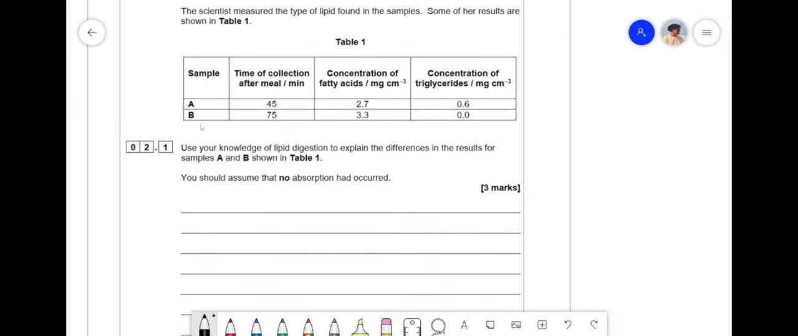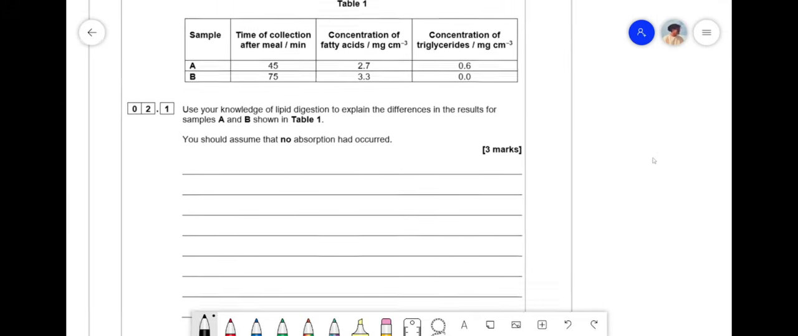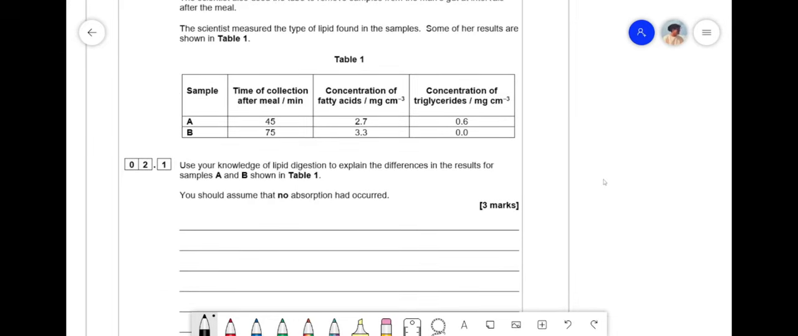So, what have we got? We've got sample A here and B. Time of collection after meal, 45-75 minutes. Concentration of fatty acids. After 30 minutes in this second sample, you can see it's gone up, and the triglycerides have dropped. So use your knowledge of lipid digestion to explain the results. So what's happened is this person's effectively eaten triglycerides, and they're just measuring the results that come from it. So you can see that the concentration of fatty acids increases and the triglycerides decrease. So this person is digesting these triglycerides. And what do triglycerides make when they are digested?